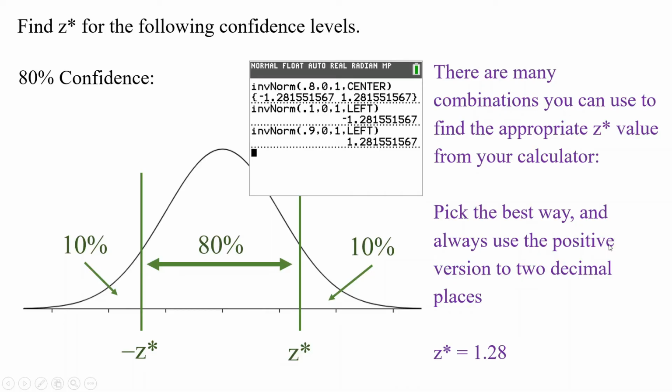Usually for critical values, we do 2 decimal places. You can do 3 if you would like, and round that to 1.282. But a lot of the times you'll just see 2 decimal places. And that's our critical value. Okay, so that critical value corresponds to 80% confidence. Okay, let's do a couple more examples of this.